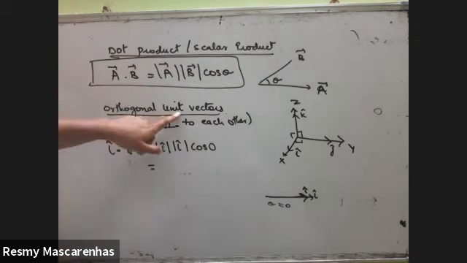Now all this we were doing when the angle was known. We used to know the angle, then we could find a dot product. There's one more general formula.